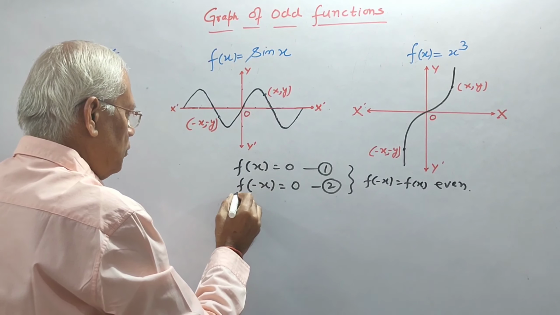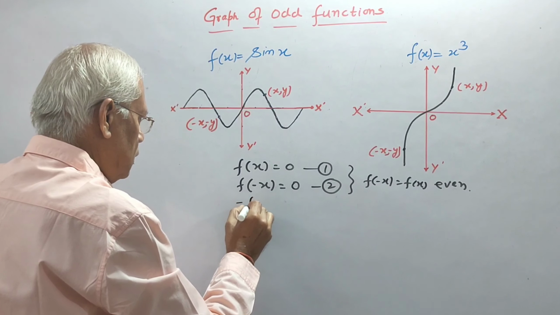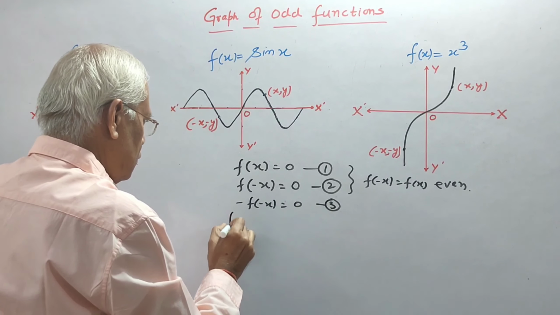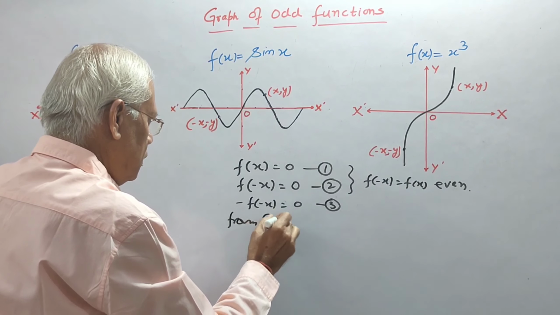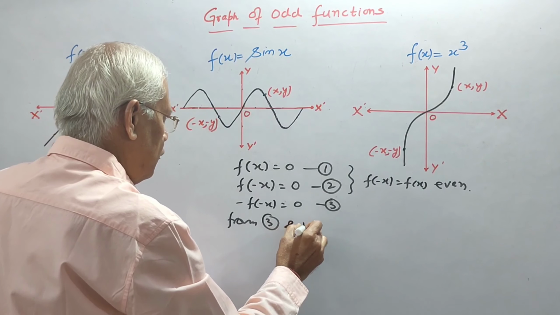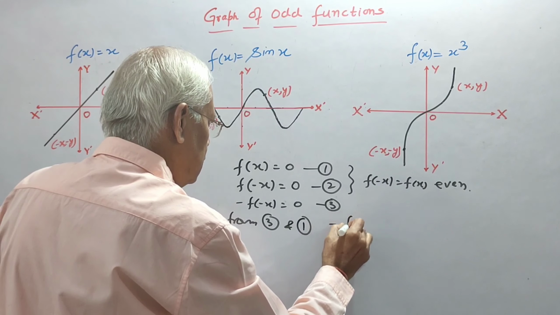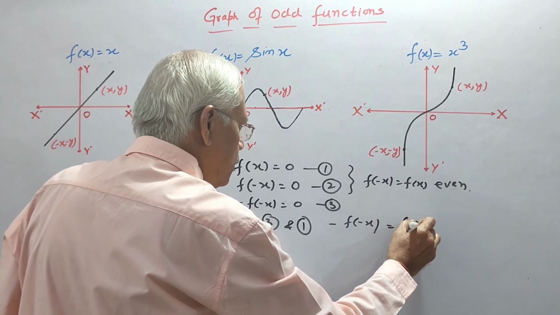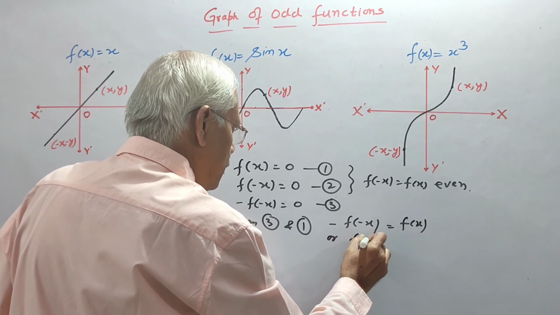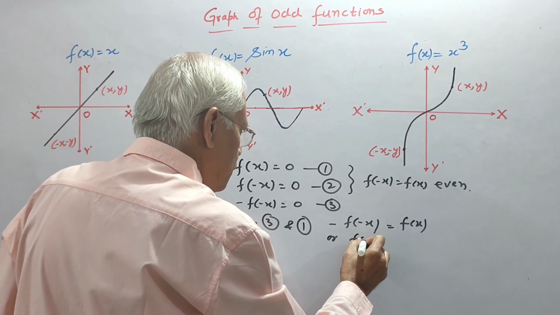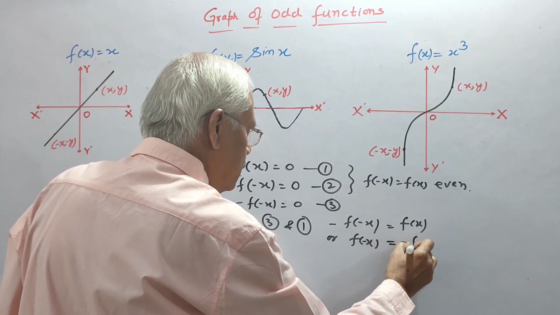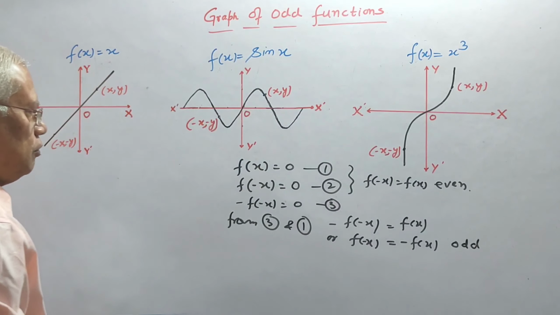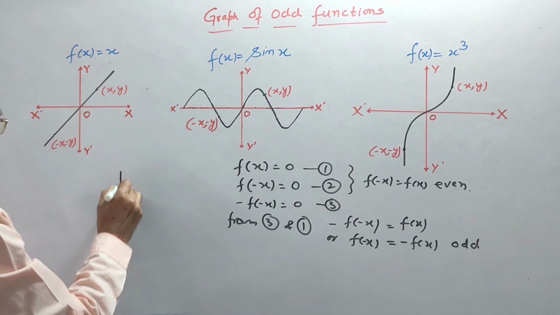Now multiply by minus on both sides. So -f(-x) equal to 0, this is equation 3. So from equation 3 and 1, you can say -f(-x), because right hand sides are equal, so left hand sides will also be equal. Or you can say f(x) is equal to, f(-x) is equal to -f(x). So this is an odd function. So clearly f(x) equal to 0 is an odd function as well as even.